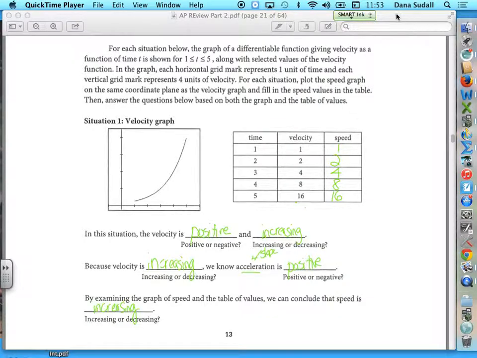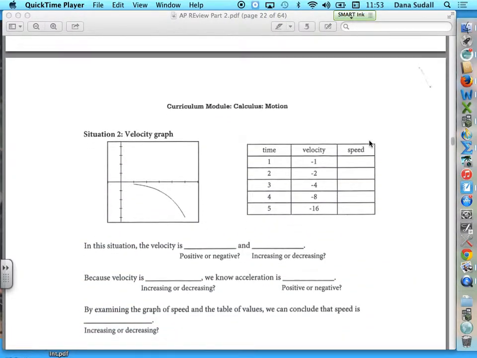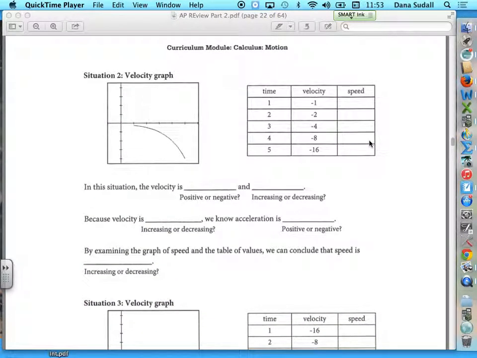All right, let's look at the next situation. Now this one we have a velocity graph. We can find the speed. Remember, it's just the absolute value of the velocity. So it would be 1, 2, 4, 8, and 16, all of those values as non-negatives. In this case, if you look at your values for velocity, they're all negative. If this is the velocity graph, the graph is below the x-axis, so those values are negative. The curve itself is decreasing, so the values for your velocity are decreasing.